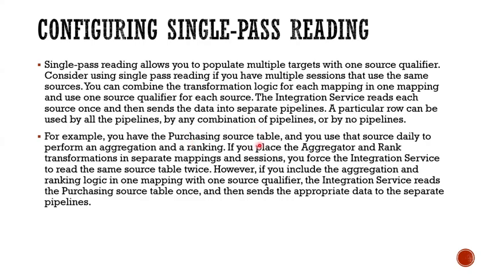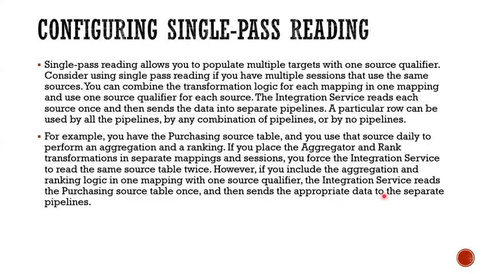For example, suppose you are using a purchasing source table and you use the source data to perform aggregation and ranking. If you place the aggregator and the rank transformation in separate mappings and sessions, you force the integration service to read the same source table twice. However, if you include the aggregation and ranking logic in one mapping with one source qualifier, the integration service reads the purchasing source table once and then sends the appropriate data to the separate pipelines.